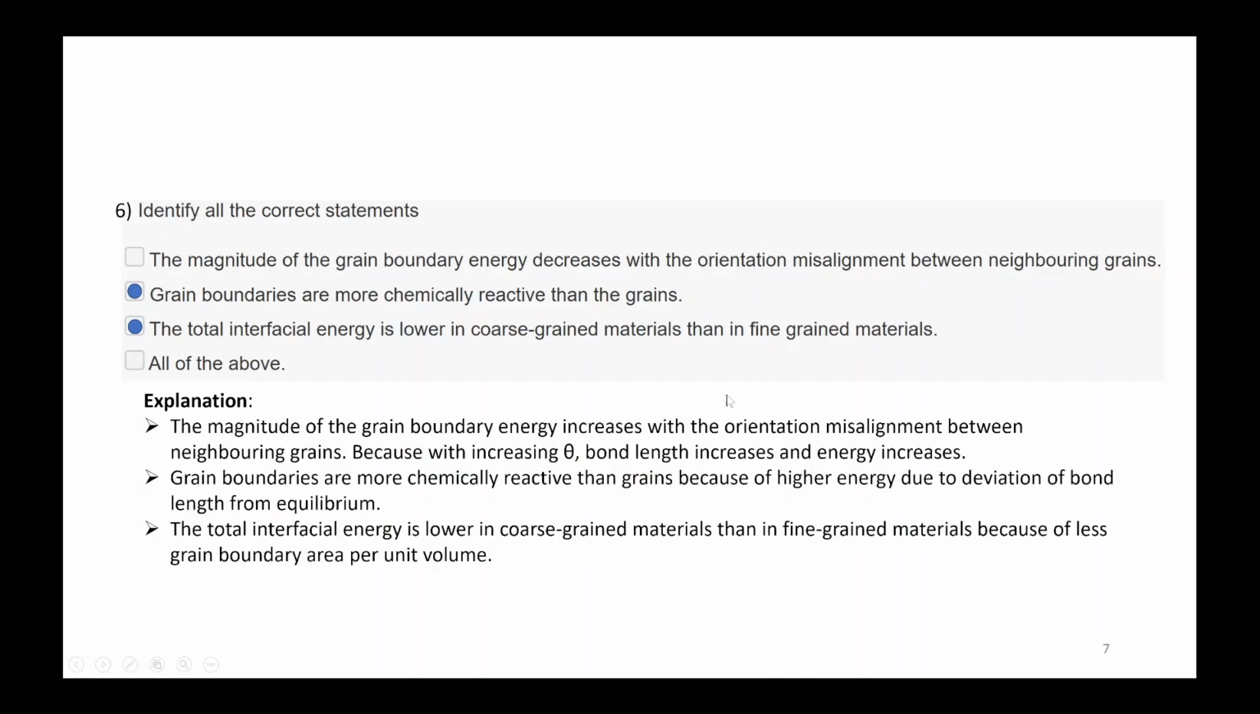So we can explain the first statement is incorrect because the magnitude of grain boundary energy increases with the orientation misalignment between neighboring grains, because with increasing theta your bond length will be increasing and the energy will increase. For the second statement, grain boundaries are more chemically reactive than the grains because of higher energy due to deviation of bond length from equilibrium. And third, the total interfacial energy is lower in coarse grained materials than in fine grained materials because of less grain boundary area per unit volume.